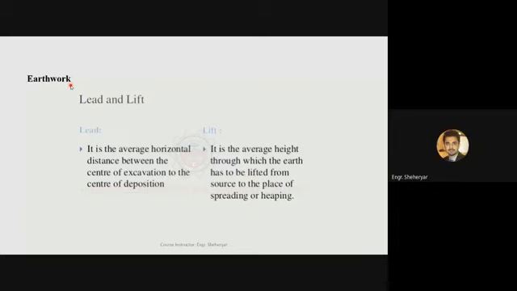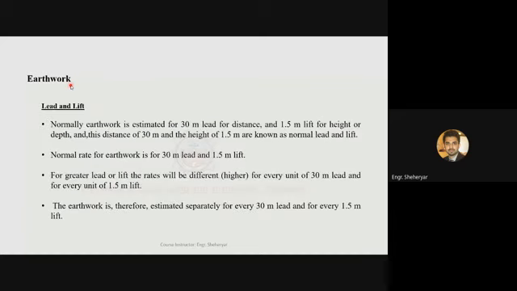Yes, and they are required for defining the charges of excavation based upon the distance between the point of excavation and point of deposition, because definitely the charges or the cost of the excavation will increase if you increase the distance between the excavation point and the deposition point. You will need to travel a much longer distance if you increase the lead for depositing the soil.